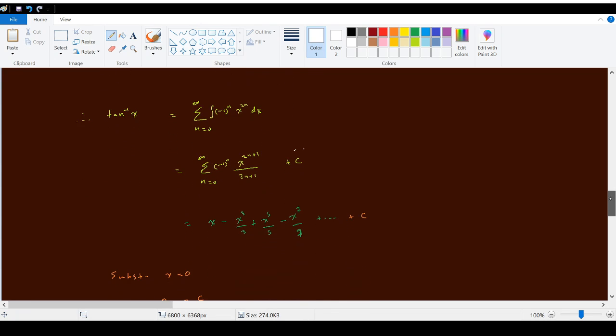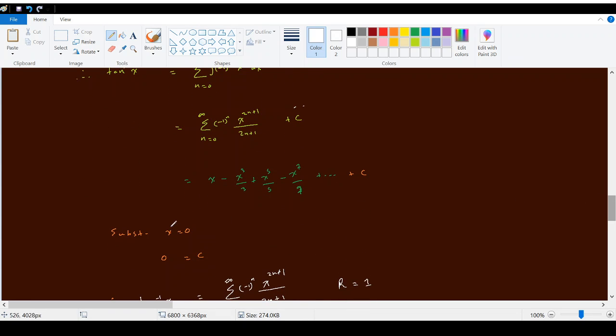Okay, and to find the arbitrary constant, we just have to substitute a suitable value. And you can see that in all these terms you have an x term. So when you substitute x equals 0, all these terms will vanish, leaving out the arbitrary constant on the right hand side, and on the left hand side you will get 0. Then eventually you can conclude that the value of c is equal to 0.